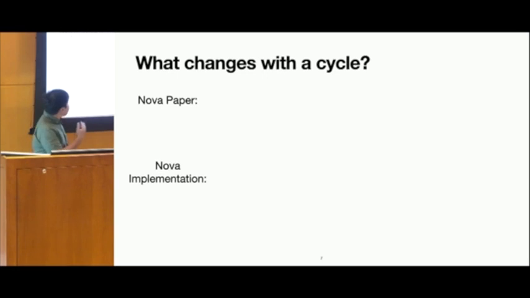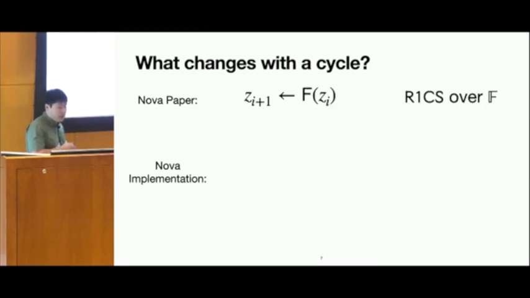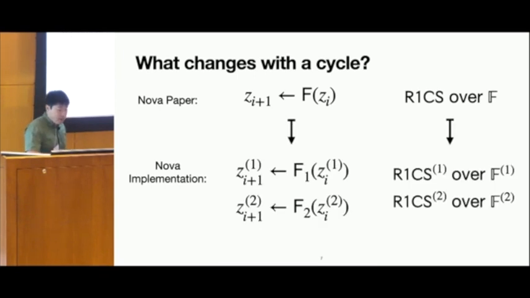So what changed from the original Nova paper to the implementation? Well, in the Nova paper, they described the use of a single function f operating on these z elements and a single constraint system which constrains the execution of this function. Now, when we move to a cycle of elliptic curves, we now have a pair of functions operating on a pair of inputs, but also a pair of constraint systems which constrain the execution of their respective functions, these f1 and f2 functions.